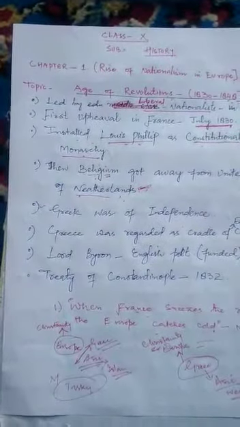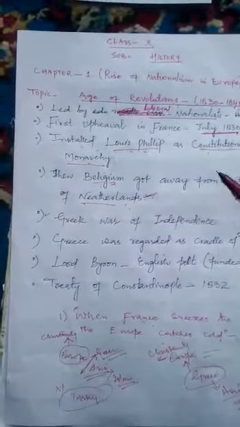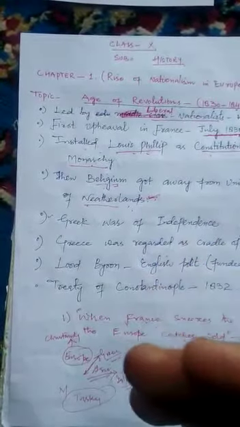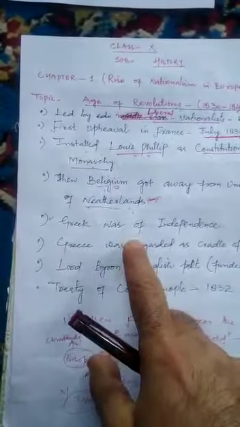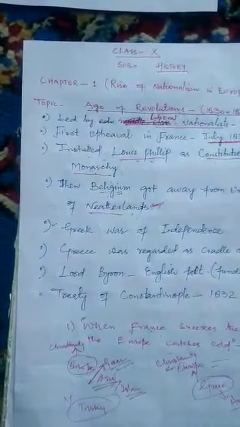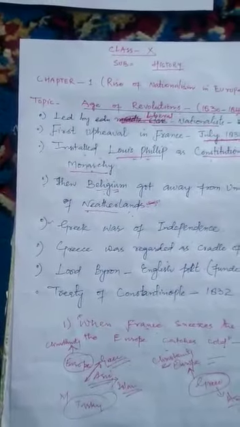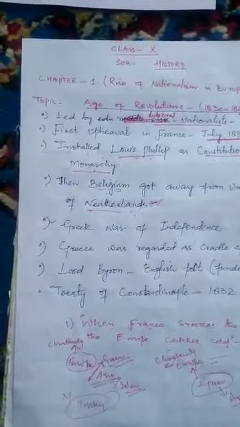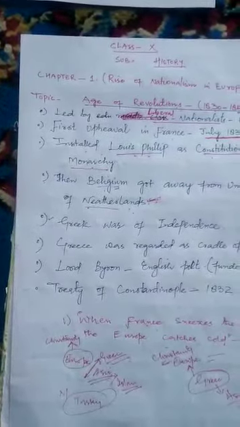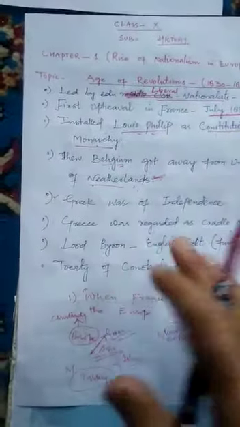Clear? But we had seen, as revolutionary nationalism was growing in Europe or in France, it also began to inspire the people of Greece to start a struggle for independence from the Ottoman Empire. Clear? In simple terms, revolutionary nationalism was growing in France and in Europe. So this very revolutionary nationalism also inspired the people of Greece to start a struggle against the Ottoman Empire, to free Greece from the control of the Ottoman Empire.